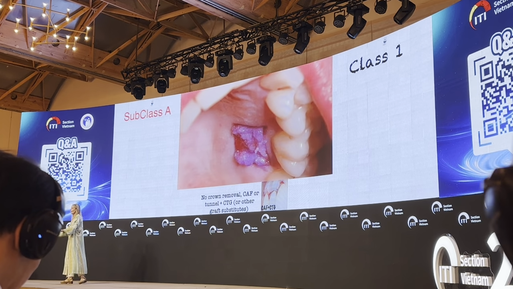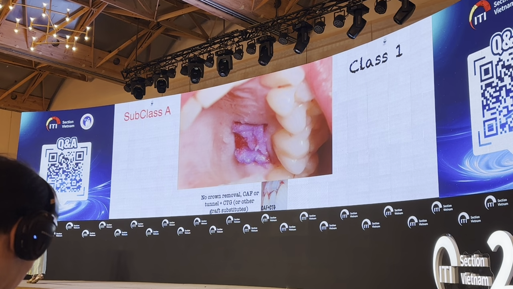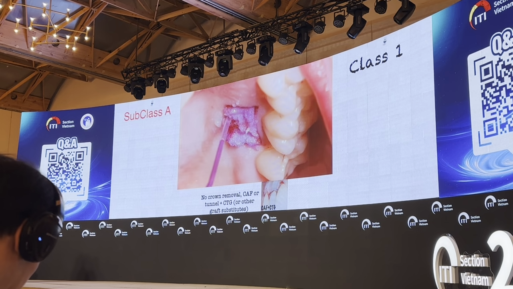I will recall the patient 2 weeks later for suture removal. I never recall the patient before 2 weeks.